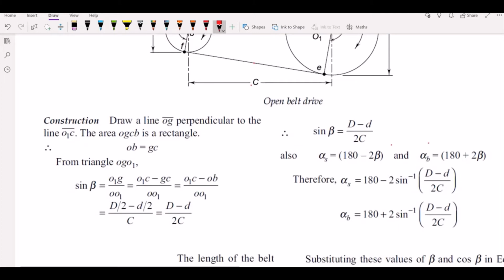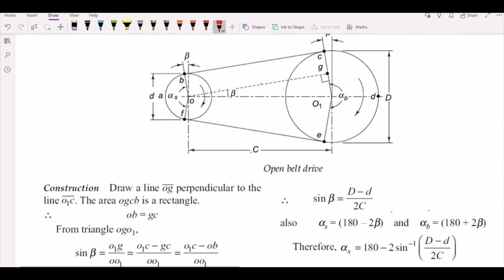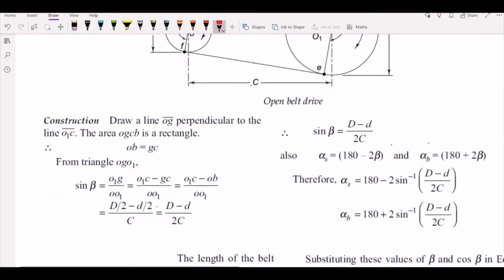O1G by OO, O1C minus GC by OO. O1C is nothing but same, GC is nothing but OB by OO. So what is O1C and OB and OO? O1C is equal to this part, this complete D, this will be D by 2, and OB is this complete diameter D, and half of this will be D by 2. So simple substitution of capital D by 2 minus small d by 2 by OO, which is nothing but the center distance between these two, that is capital C. If I simply substitute over here, then I'll get the sine beta. So from here sine beta is nothing but D minus d by 2C.